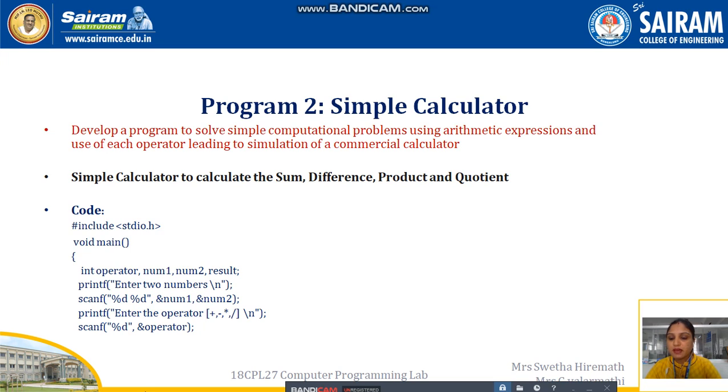Once we have read the numbers from the keyboard, the next step is what operation we are going to perform on those numbers. Again we select either the plus symbol, minus symbol, star symbol or slash symbol: scanf %d, ampersand operator. The operator we read will be stored in the operator variable. Once we have the operator and the numbers, we have to calculate the sum, difference, product or quotient, depending on the input we have given.